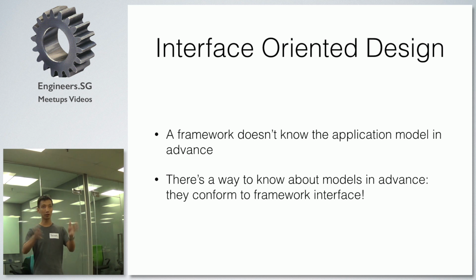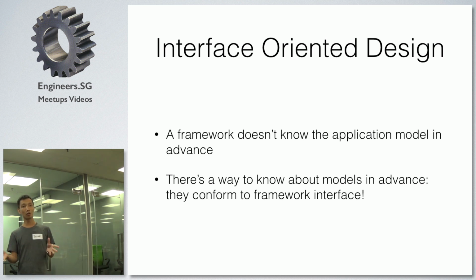So in the previous example that we saw, for example, slash article, the framework doesn't know the article in advance, because article is a model from the application. The application is one layer below the framework, and the framework is supposed to be higher level, so it doesn't know about the application model. So how do they deal with this?